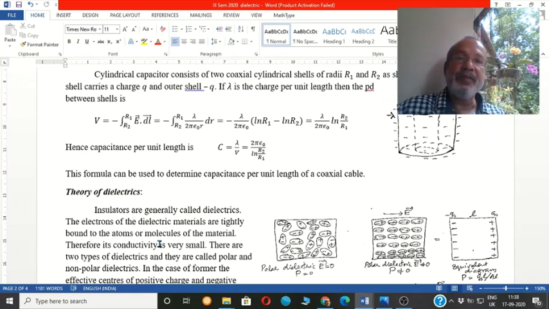In the case of polar dielectrics, the individual molecule will have an electric dipole moment, or the individual molecule is an electric dipole. It has got a non-zero dipole moment. A very familiar example is that of the water molecule. You might have studied the structure of the water molecule in chemistry classes. I will show you the diagram of the water molecule from Wikipedia.